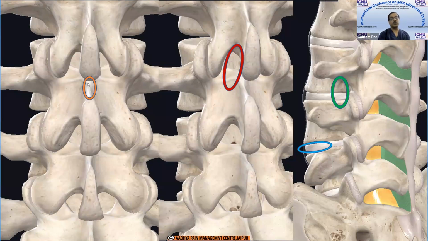So they are the four acoustic windows: in between the two spinous processes, in between the lamina, through the foramen, and anteriorly through the disc.